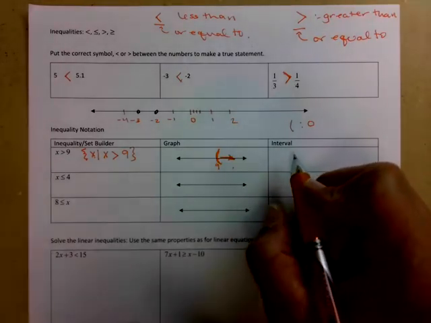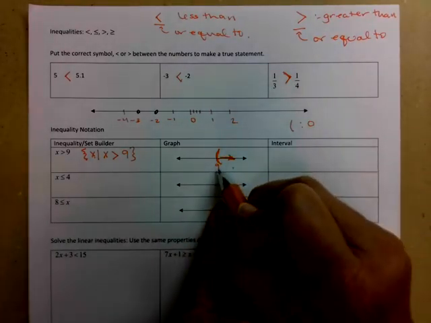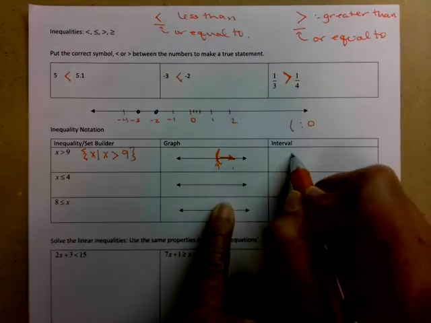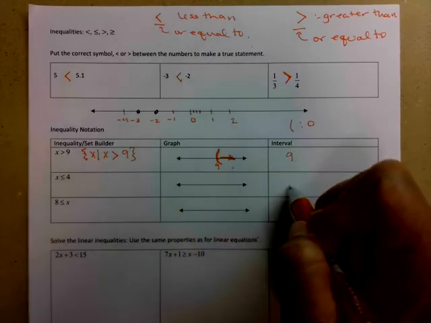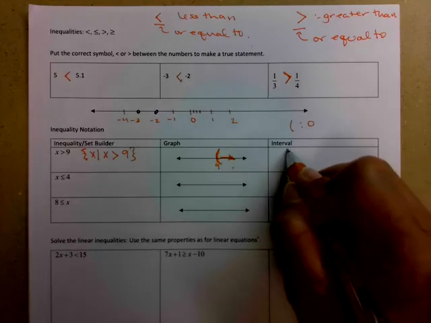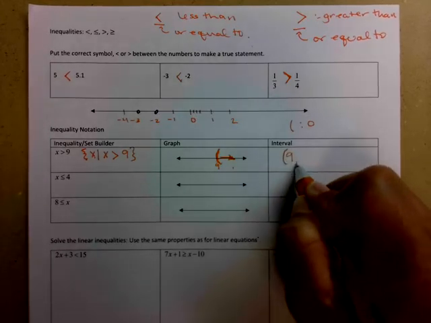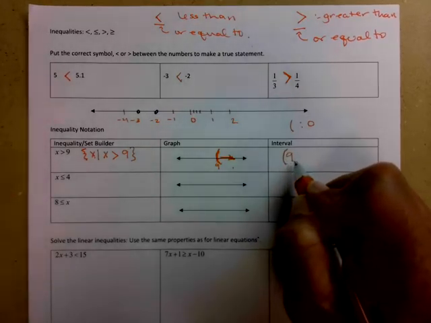What you do is put the smallest number, the least number that's in your set. For us, that's 9. And I hear you saying, but 9's not included, Angela. I know. So what we do is put a parenthesis on the 9. It said 9, but not really 9, just the next number up.